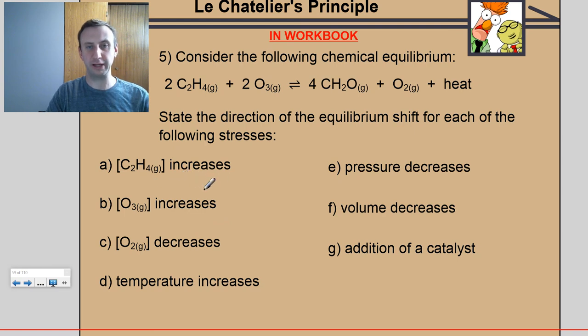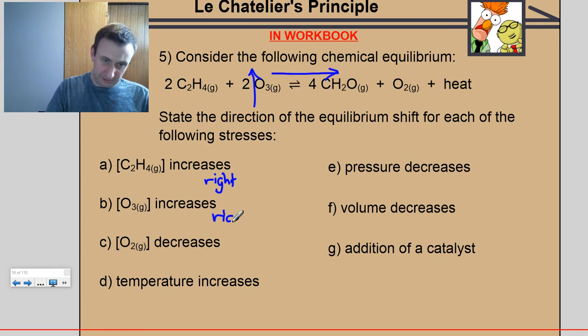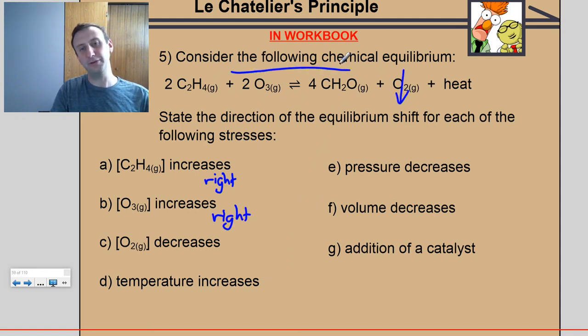All right, C2H4 increases. I'm bringing this up. It's going to be a right shift, so that will be a right shift in order to bring it back down. O3 gas increases, so I am going to now take this and increase the O3 gas. That's also going to cause a right shift to use up the O3 gas. Now let's say I have O2 gas decreasing. Well, that's also going to be a right shift in order to bring O2 gas right back up.